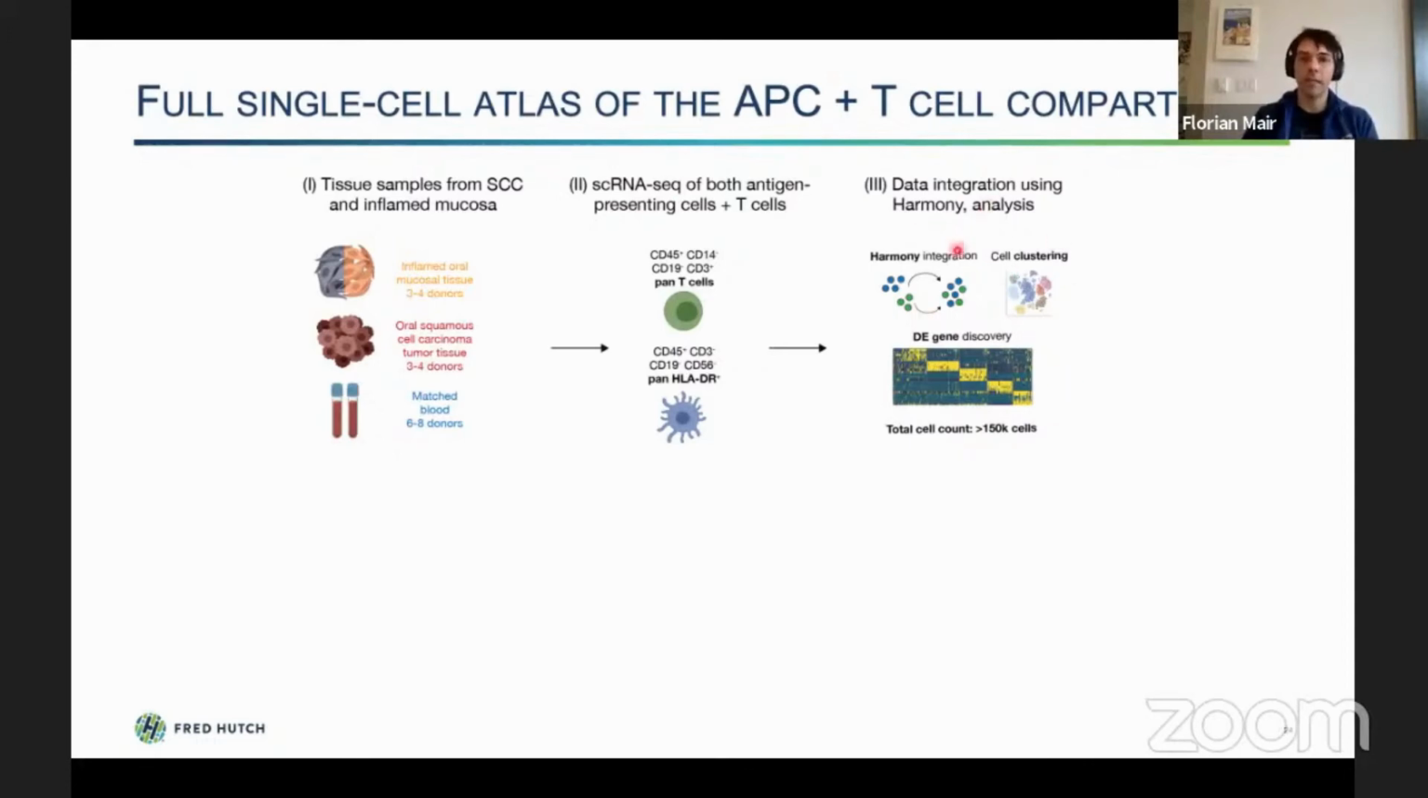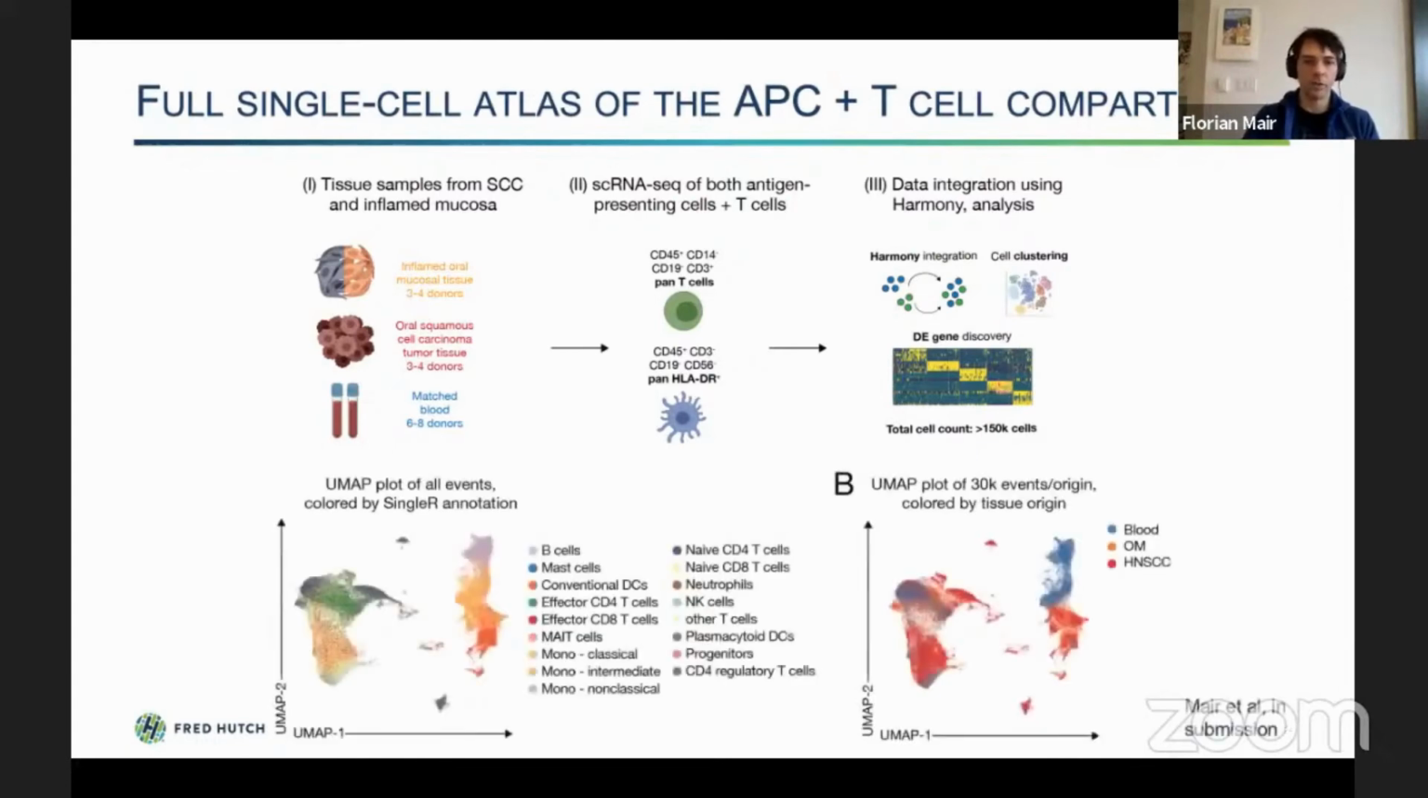And we analyzed that data with various different approaches. We used Harmony, which is an algorithm for integrating batch effects across different single-cell RNA-seq experiments. And then we did a variety of different exploratory analysis approaches. I'll start off by just showing you an overview of that data set.